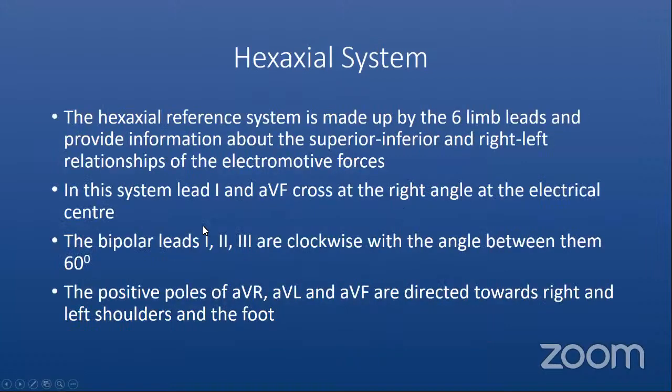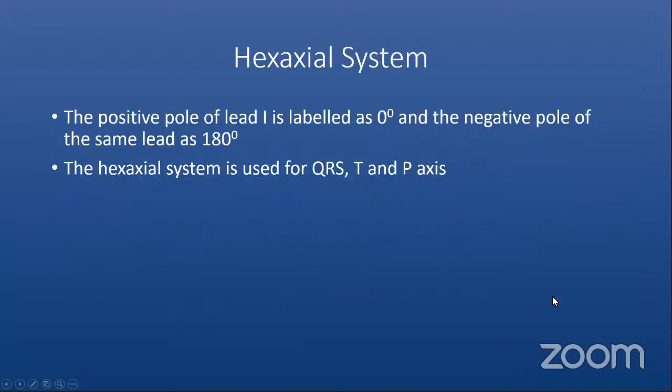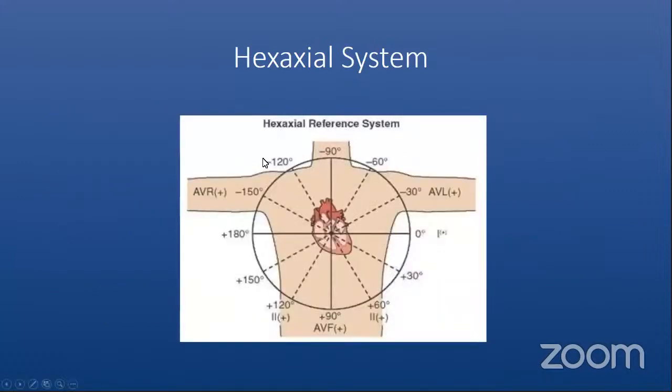So this is basically the same as what I described before. The hexaxial system is made up of 6 leads, as I said before. These cross at right angles, I've already mentioned this. The positive pole of lead 1 is labeled as 0 degrees, and the negative of that is about 180 degrees.